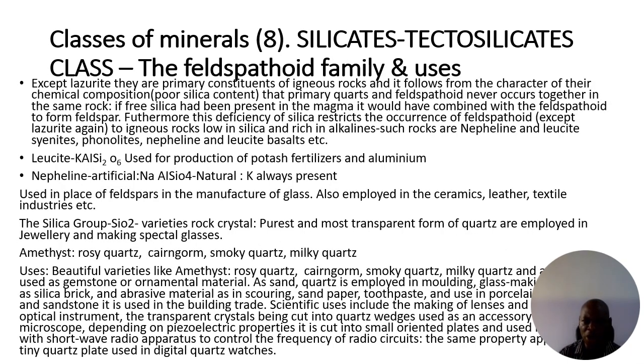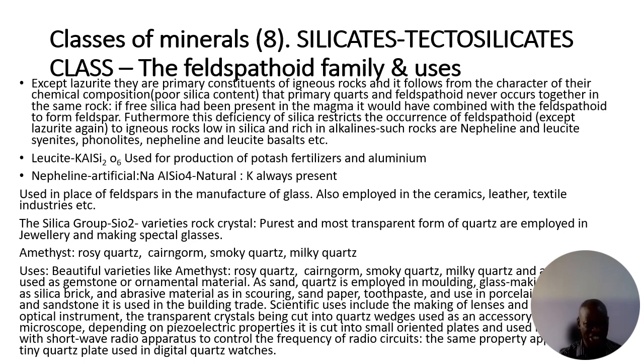The other class is the feldspathoids, the first part of the family and uses. Except for lazurite, they are all primary constituents of igneous rock and follow the characteristic of the chemical composition. Quartz and feldspathoids never occur together in the same rock. If free silica had been present in the magma, it would have combined with the feldspathoid to form feldspar. Furthermore, this deficiency of silica restricts the occurrence of feldspathoids, except lazurite, to igneous rock.